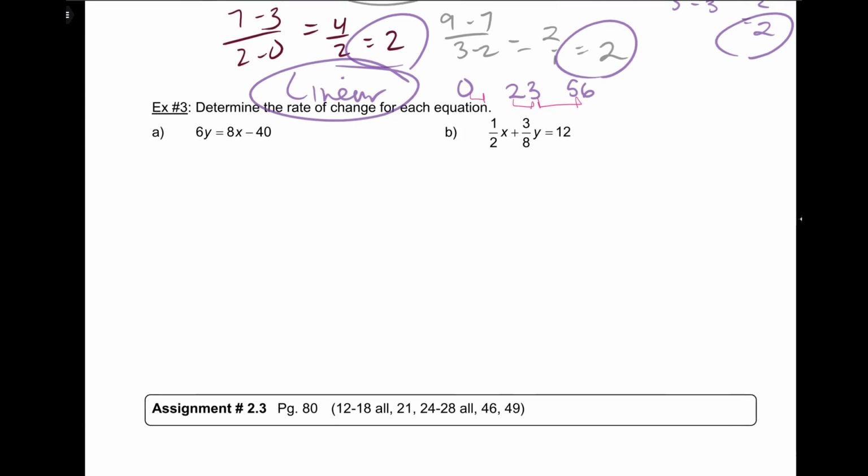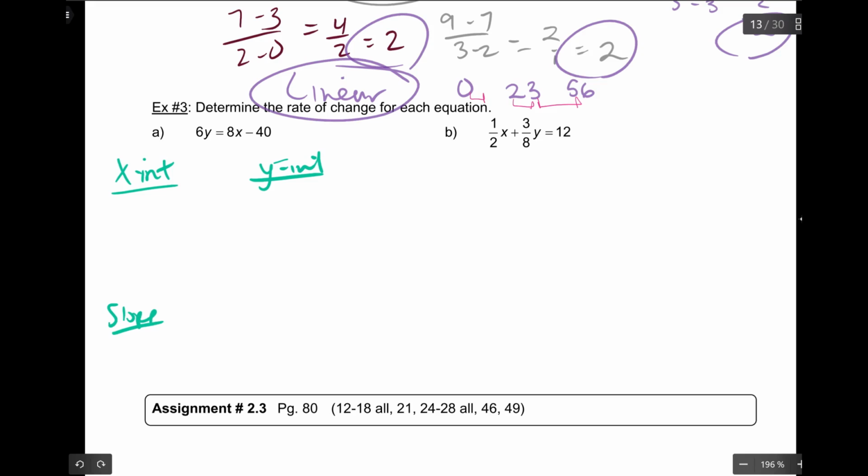Lastly, determine the rate of change for each equation. You could change this into slope-intercept form, but that's the next lesson. I prefer we stick with what we just learned. So we're going to find the x-intercept, find the y-intercept, and then find the slope. The x-intercept is when y is equal to 0. So 0 is equal to 8x minus 40. That will be positive 40 equals 8x. So 5 equals x. My point will be (5, 0).